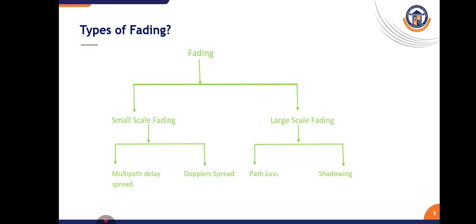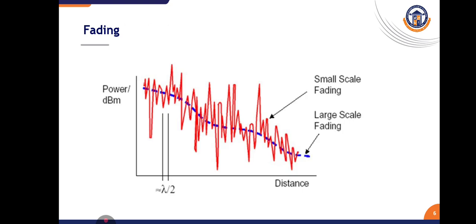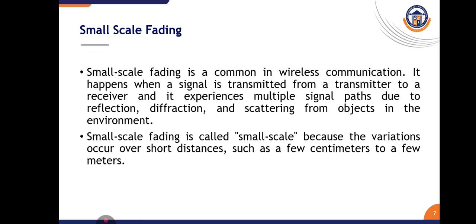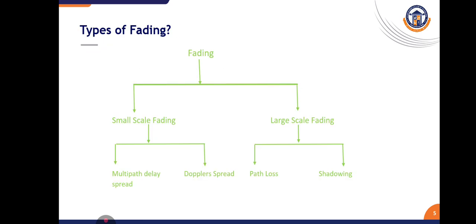So coming to small scale fading, it is common in wireless communication. It happens when the signal is transmitted from a transmitter to a receiver, and it experiences multiple signal paths due to reflection, diffraction, and scattering from the objects in the environment.